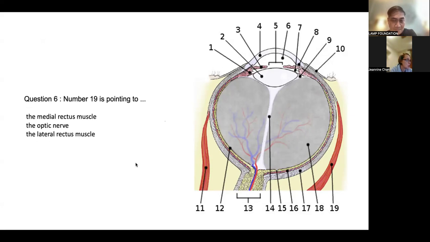Number 19 is pointing to? The medial rectus muscle. Oh, the lateral rectus muscle. It is actually the muscle that moves your eyes when you look to the sides. So that's the lateral. So 11 is the medial.